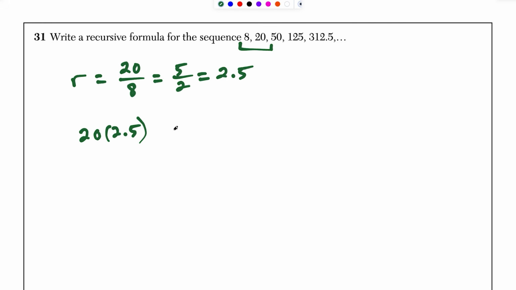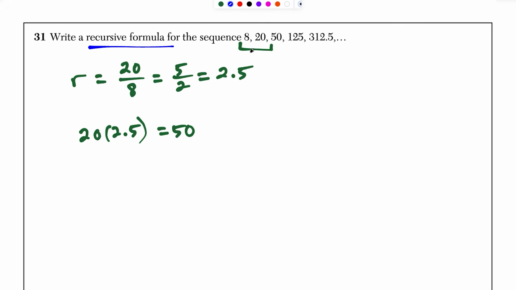But the way to find out if this is geometric is to take any two consecutive terms and divide one term by the one before it. So if I do 20 divided by 8, this one I could reduce down. If I divide the top and bottom by 4, I'm going to get 5 over 2, and this simplifies to 2.5. And if I want to double check, I could do 20 times 2.5, and you see how this works out to 50. So this one is a geometric sequence, but we have to write a recursive formula for this.